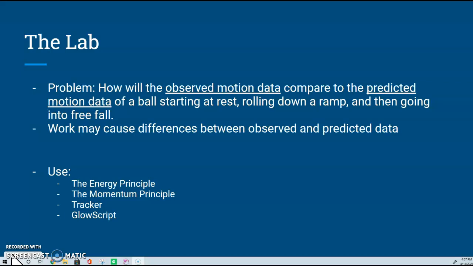The answer to this question will be interesting because this will display how external forces and work cause differences in the data. With the different path of the ball, there are many opportunities for work to be done on the ball that will not show up in the predicted data. To complete this lab, I used the energy principle, the momentum principle, Newton's second law, Tracker, and GlowScript.